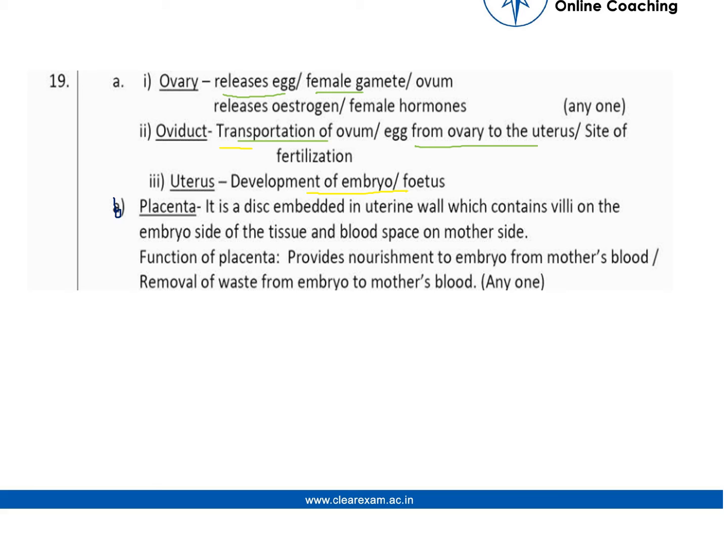The second part was about placenta. It is a disc embedded in uterine wall which contains villi on the embryo side of the tissue and blood space on mother side. Function of placenta can be that it provides nourishment to embryo from mother's blood and also helps in removal of waste from embryo to mother's blood. So you can write any one of the functions.